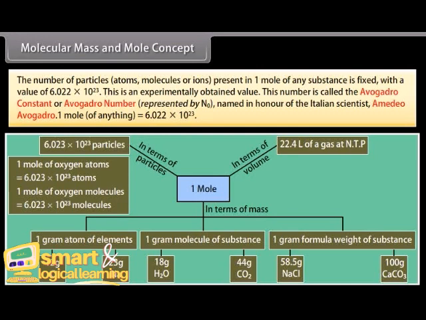This is an experimentally obtained value. This number is called Avogadro constant or Avogadro number, represented by N0, named in honor of the Italian scientist Amedeo Avogadro. 1 mole of anything is equal to 6.022 into 10 raised to the power 23.